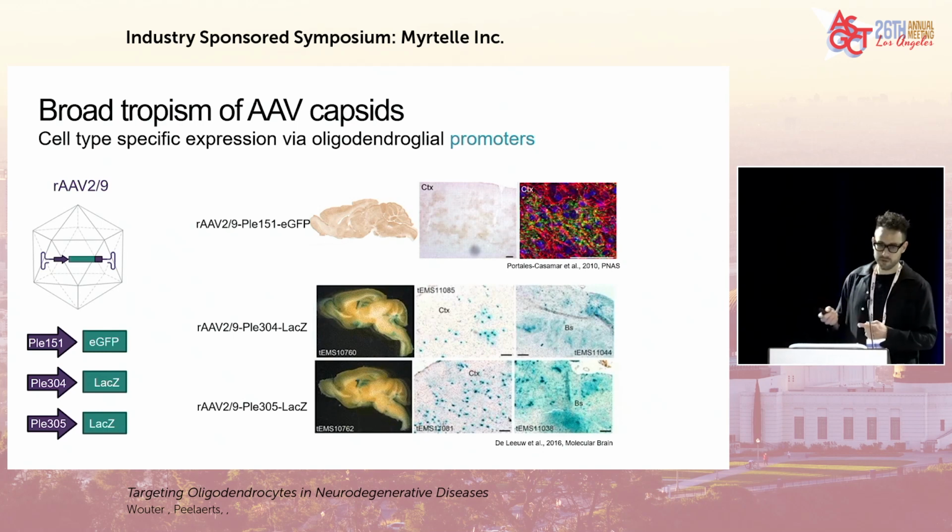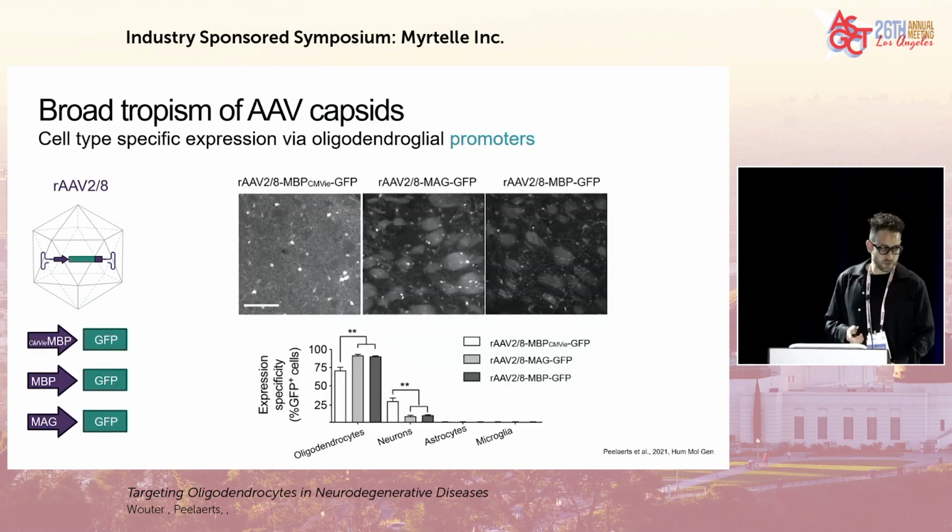And then afterwards, in a follow-up study, these sequences were cut and shortened so that they can also be used as a promoter in viral vectors, and you can see here after intravenous injection that different constructs can actually drive specific expression in oligos in vivo. We've used a similar strategy by combining broad tropism AAV capsids and then using cell-specific promoters such as the MAC promoter or the MVP promoter.